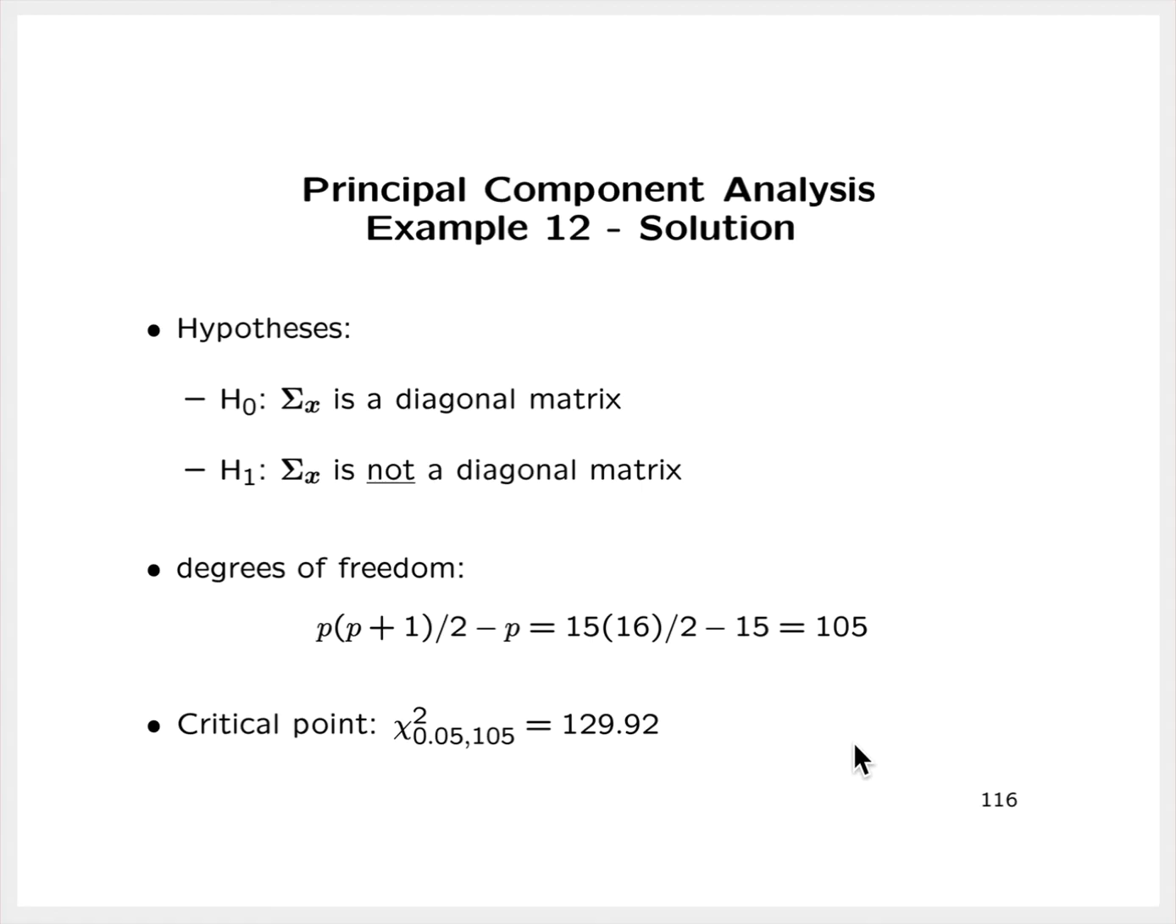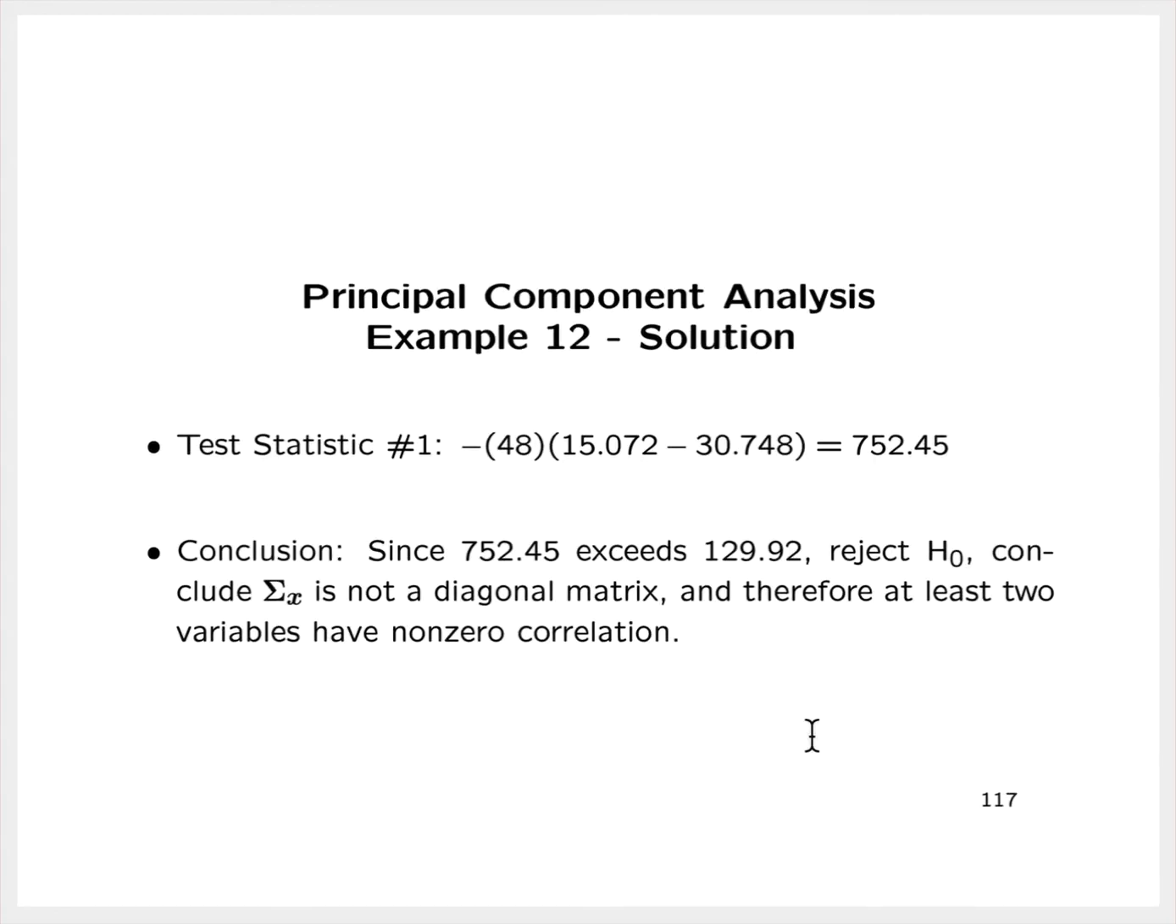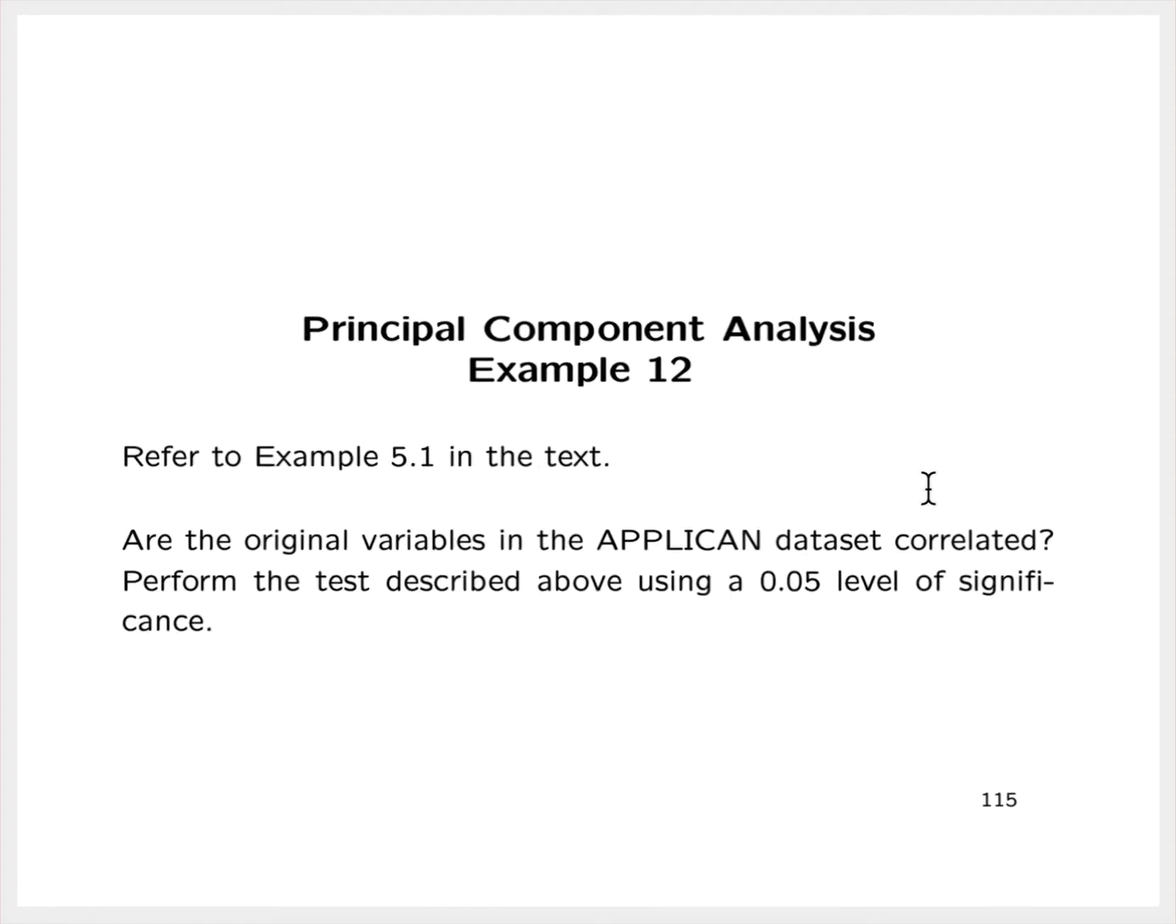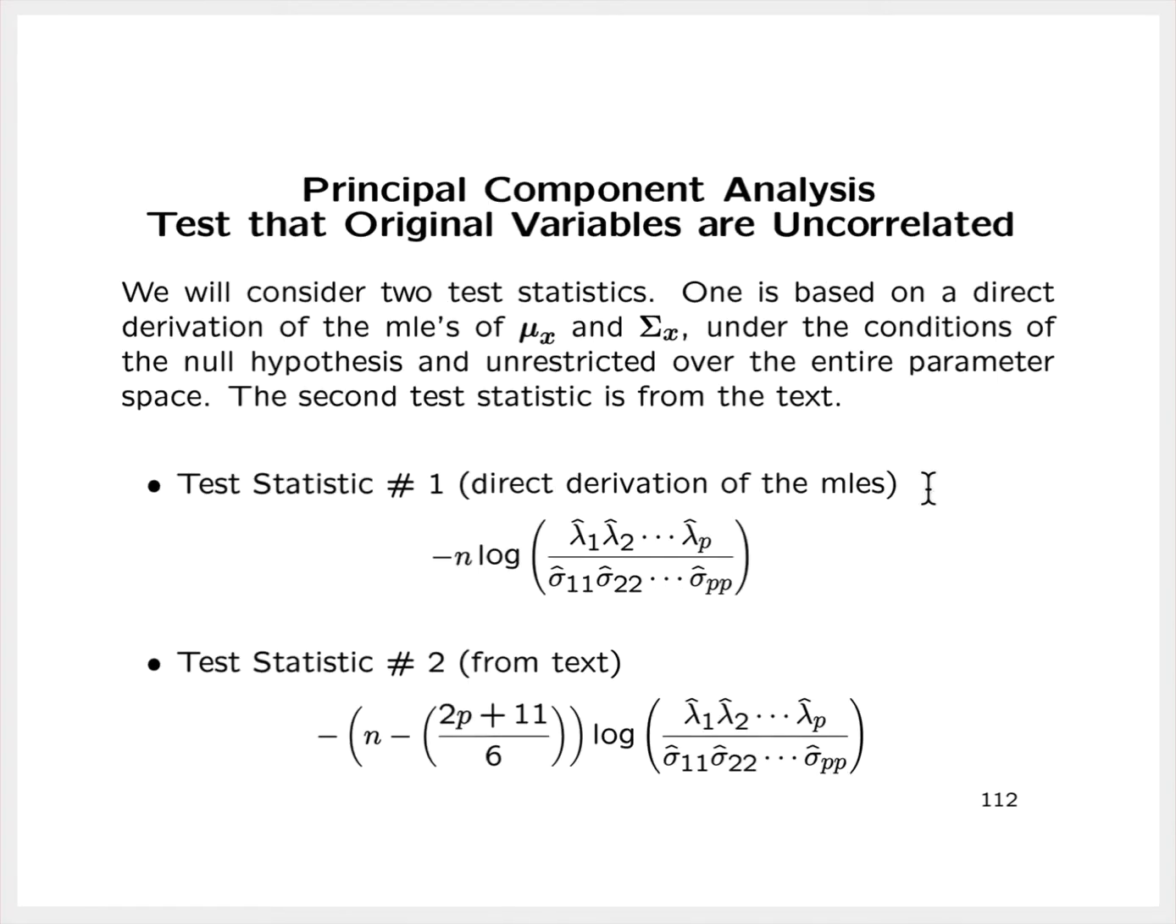Okay, but the bottom line is we now have the critical point for the test. And so all we have to do is calculate the value of the test statistic for the test. Now, I'm going to use both test statistics. The first test statistic turns out to be 752.45. Now, remember, let me go back here and bring up this formula that I'm using.